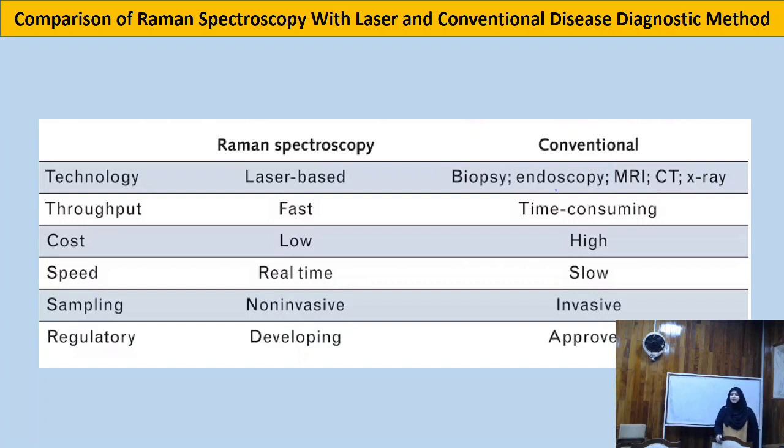In Raman spectroscopy, infrared laser diodes are also used: the laser light falls on the material, so we can see its structure. Here is the comparison of Raman spectroscopy with the laser and the conventional disease diagnosis method. You can see the technology that is based on the laser is fast, has low cost, and gives you results in real time, and it is non-invasive, and this technology is developing day by day.